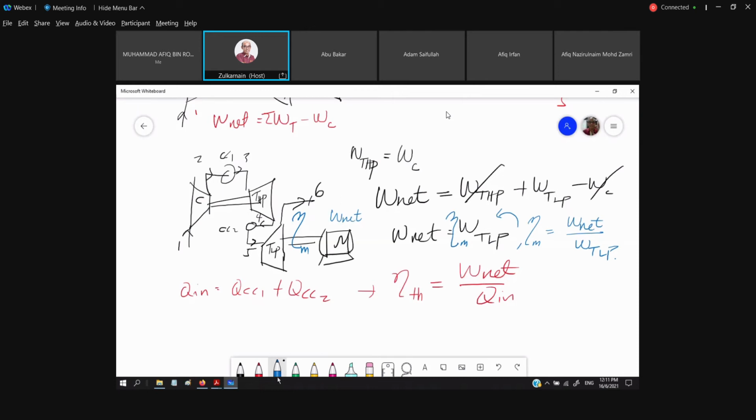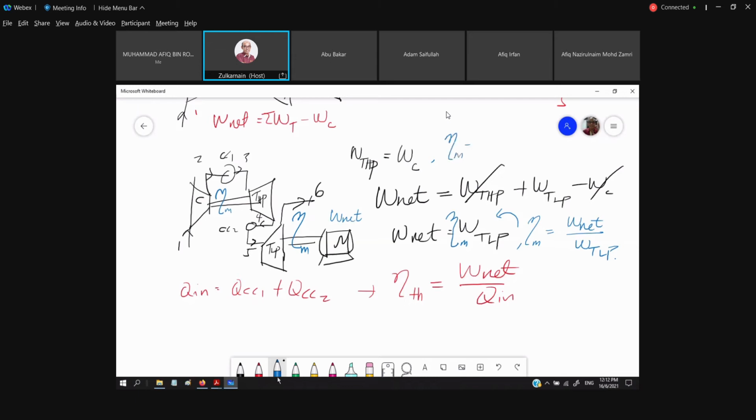Desired output divided by required input. So this is our desired output, which is the W net, and this is our required input, which is the W turbine low pressure. So this is how we put our mechanical efficiency. Same goes for this. So if we have right here, for the turbine, the shaft for compressor, where do we put our mechanical efficiency?